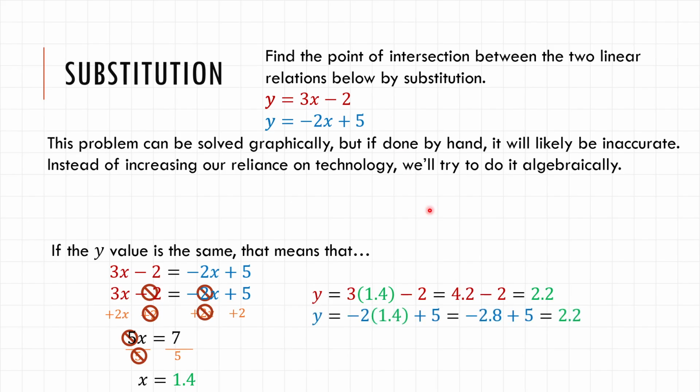Well, hopefully you did see that, yes, in fact, when we plug in 1.4, 1.4 times negative 2 is negative 2.8, plus 5 is 2.2. So the point of intersection, we found it algebraically without using a graphing technology, without having to use a graph by hand, which can be inaccurate. We solved it algebraically and found the point of intersection was 1.4 and 2.2.